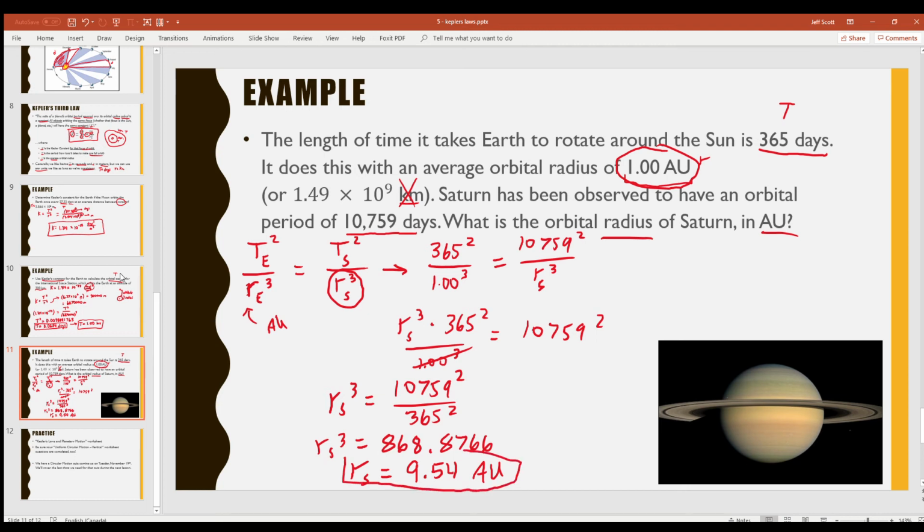So again, we were able to use a long double fraction kind of method here, where we just set the Kepler's constant with Earth as the focus for our orbit, and Saturn equal to the other side. Both of these are orbiting around the Sun, so we can set them equal to each other and solve for missing information. So as long as two things are orbiting around the same object, you can set their orbital fractions equal to one another.